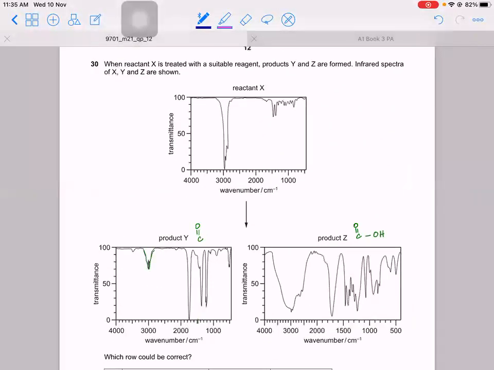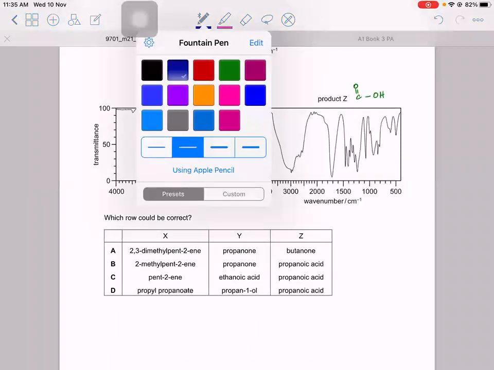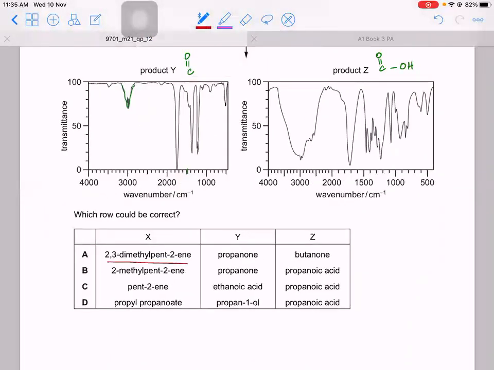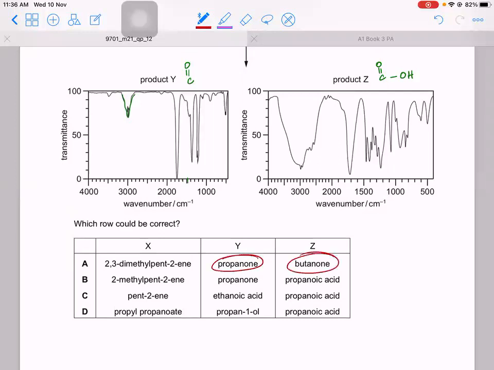Now let's see. First, let's see X. It's 2,3-dimethyl pent-2-ene. From 2,3-dimethyl pent-2-ene, how can you make propanone and butanone? You can make that through oxidation of alkene. That's the only possibility. But you know, Y and Z, one of them has to be acid. So A can't be the answer because one of them has to be acid.